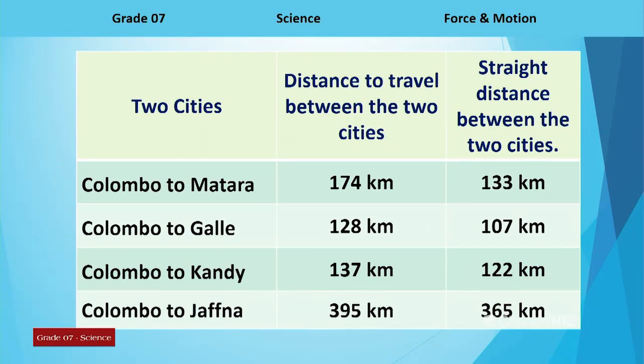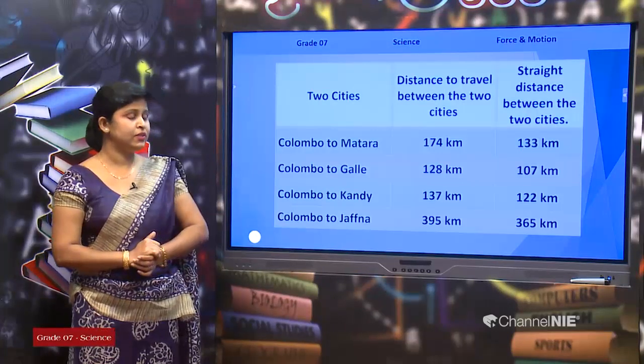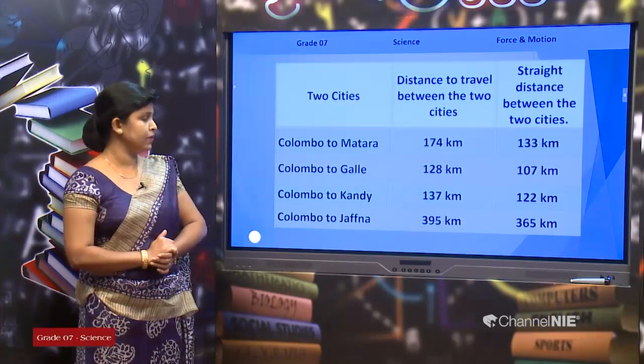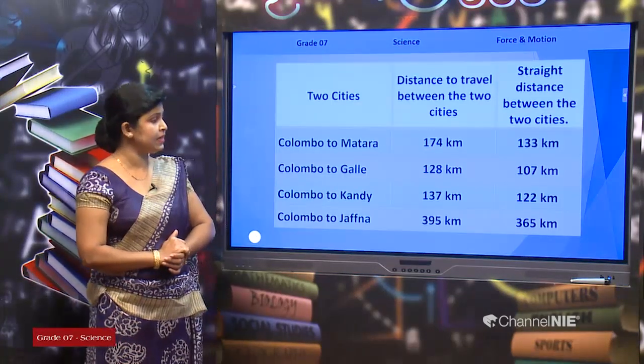Let us see. From Colombo to Matara, the distance to travel between the two cities is 174 kilometers. But when we think about the straight distance between the two cities, it is 133. Now you can observe that the value has decreased. From Colombo to Galle, the distance to travel is 128 kilometers. The straight distance is 107 kilometers. From Colombo to Kandy, the distance to travel is 137 kilometers and the straight distance is 122 kilometers. Colombo to Jaffna, it is 395 to travel between the two cities, but the straight distance is 365.